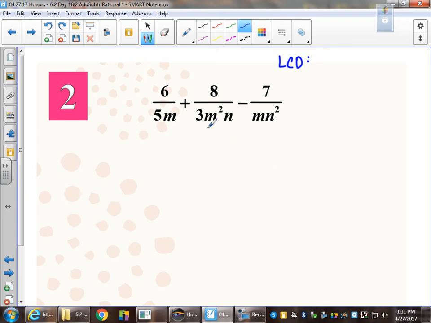I have a 5m and a 3m here. So 5 and 3, the lowest or least common denominator for those numbers 5 and 3 is 15. Single m, 2 m's, m squared, and a single m. So I need to get to at least m squared because that is the greatest number of m's.